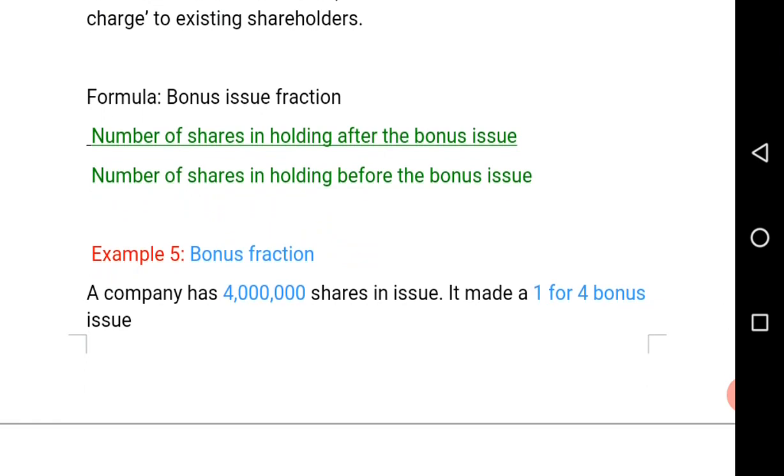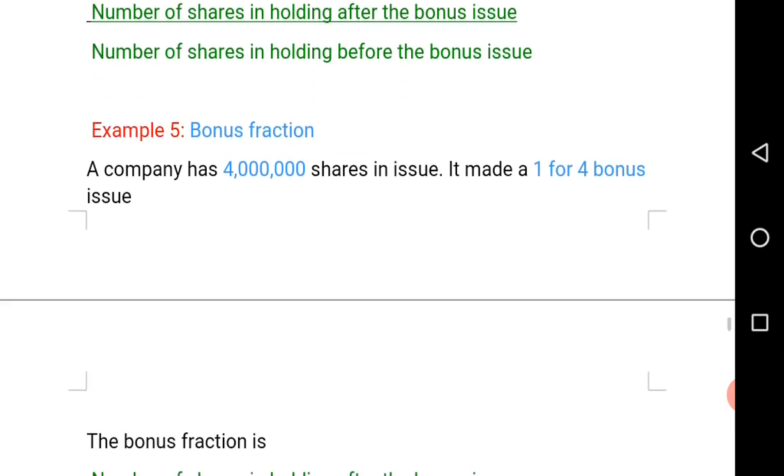It says a company has 4 million number of shares in issue. It made a 1 for 4 bonus issue. This 1 for 4 means for every 4 shares you own in our company, we will give you 1 share free of charge. So if you have 100 shares, you have 100 divided by 4, so you'll be getting 25 new shares free of charge for your 100 shares in our company.